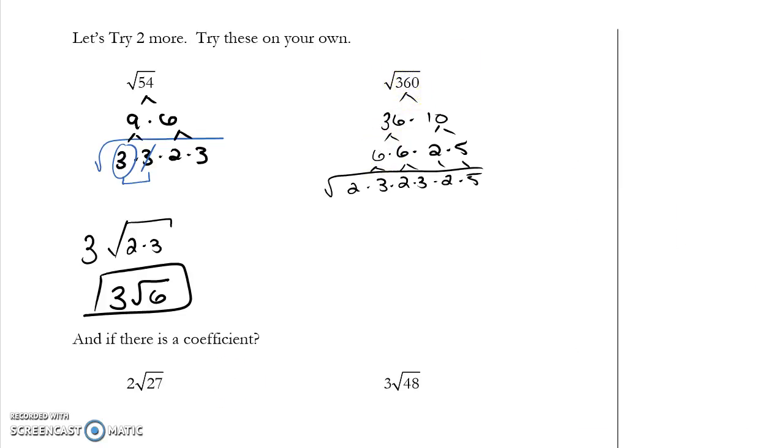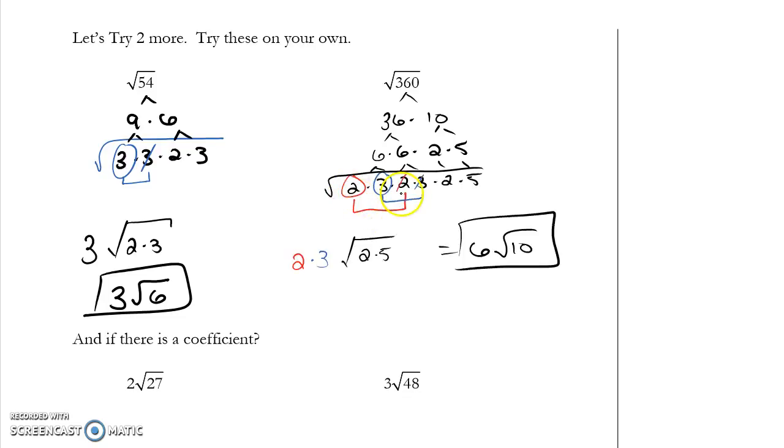Then you identify your pairs and get your answer. So we wound up having 1 pair of 2's that I pulled out, 1 pair of 3's that I pulled out, but another 2 left over and a 5 left over. Multiply the outside, multiply the inside, 6 root 10.